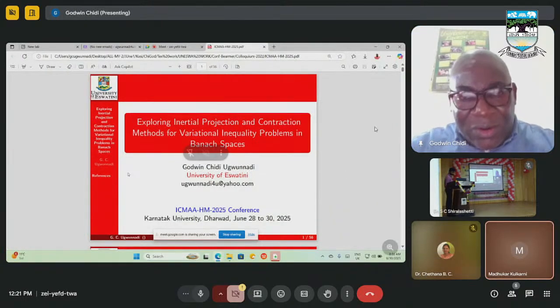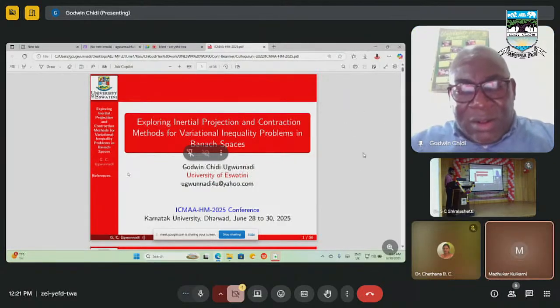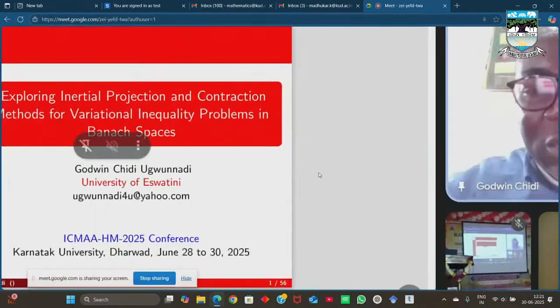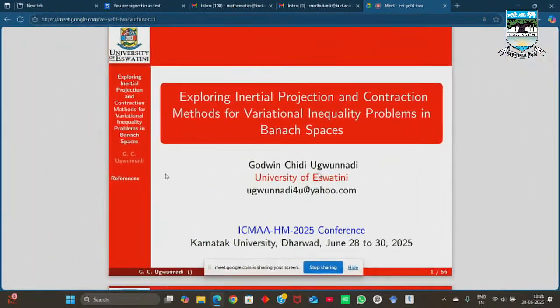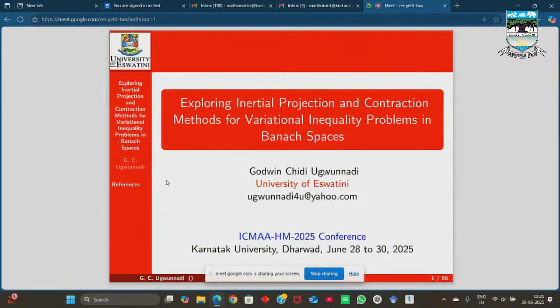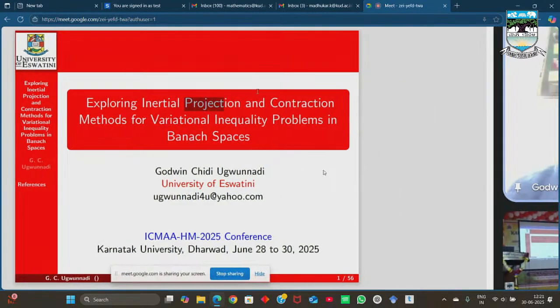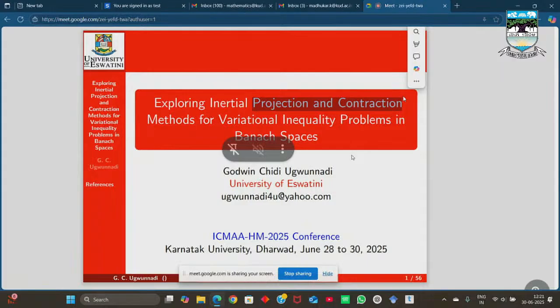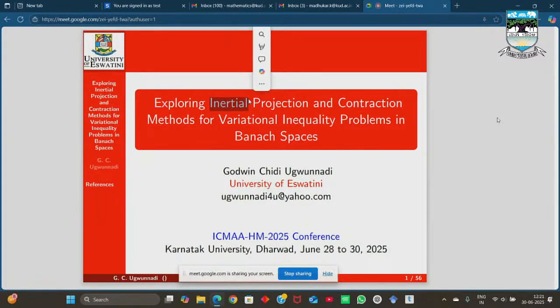Okay, today I want to discuss what we have been doing for a while, exploring inertial projection and contraction methods for solving a variational inequality problem in Banach space. This projection and contraction method is a very vast method of solving variational inequality, but mostly in finite dimensional and Hilbert space. The inertial term here is all about trying to speed up the convergence of the method. That is the essence of the inertial, a kind of momentum that speeds up the convergence. So what we are trying to see here is how to extend this method to a general space called the Banach space.